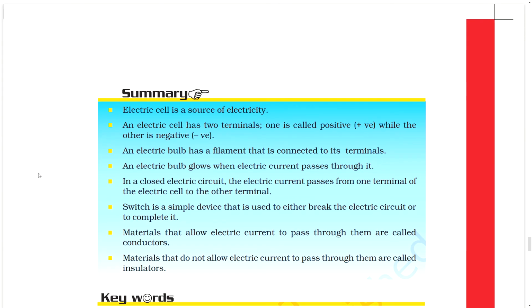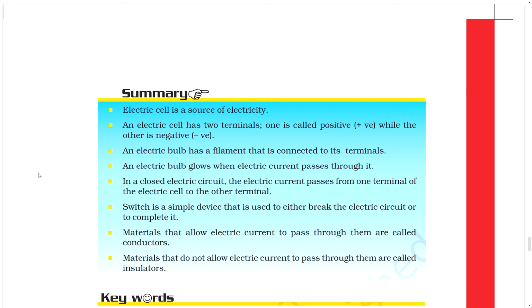Summary: An electric cell is a source of electricity. An electric cell has two terminals. One is called positive (+ve), while the other is negative (-ve). An electric bulb has a filament that is connected to its terminals. An electric bulb glows when electric current passes through it. In a closed electric circuit, the electric current passes from one terminal of the electric cell to the other terminal.